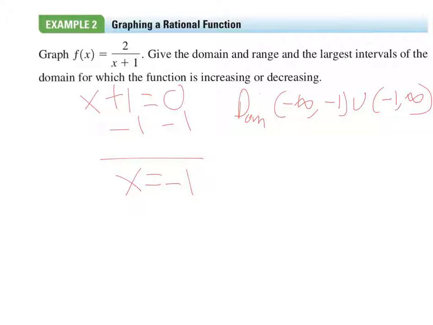And if you notice, since there's no negative sign in front, the graph will look something like this if we plot our vertical asymptote.